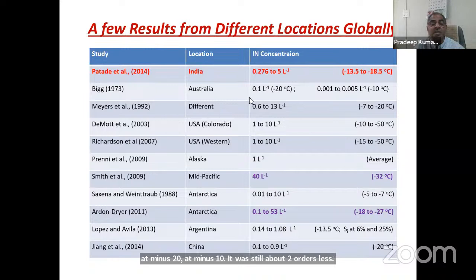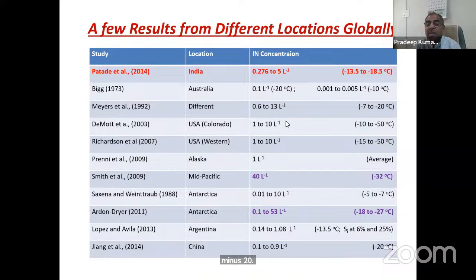These are basically from a US desert, Texas, and this one. Again, he could go up to 13 per liter at minus 20. Then again at Colorado, maximum 10 per liter, but then again it is at minus 50. At minus 10, he could get only 1 per liter. And this is again in the Western USA, again 1 per liter at around minus 15 to 10 per liter at minus 50. In Alaska, on an average, they could get 1 per liter.